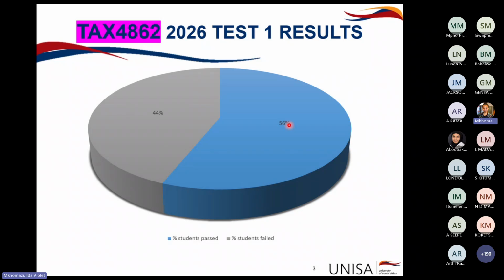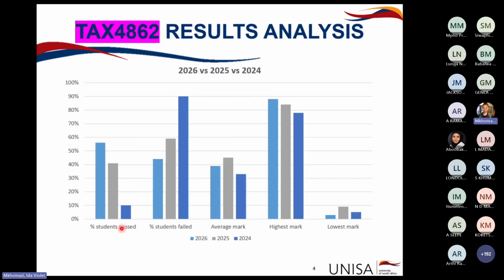The reason that I'm happy with this pass rate, if we look at the next slide, is you can see that year on year, we are seeing an improvement with your test 1 results. Test 1 is one of those that's quite difficult because we are testing 2 topics. We have 6 learning units. You have VET, you have CGT, and those are big topics on their own. So it's a lot of content that you need to study for the first test.